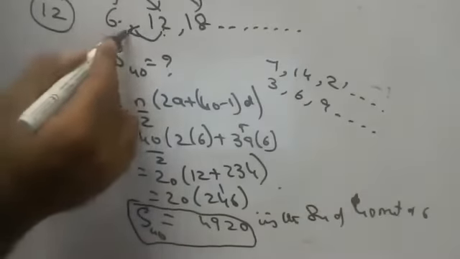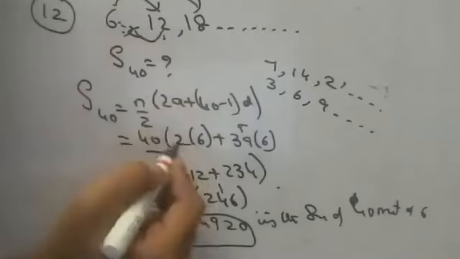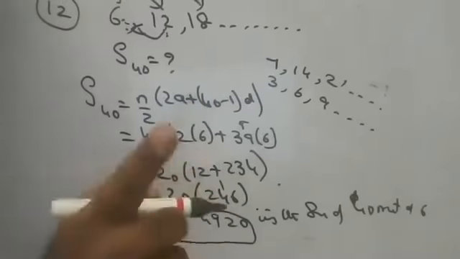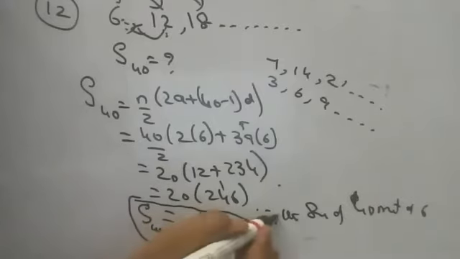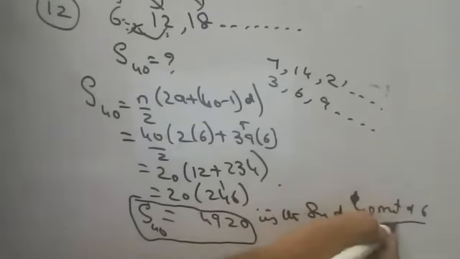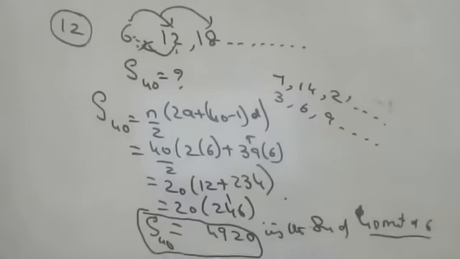They asked for the first 40 multiples of 6. So I wrote the 6 table and I did the sum. 4920 is the sum of the first 40 multiples of 6. Writing the correct statement is very, very important, my dear children.